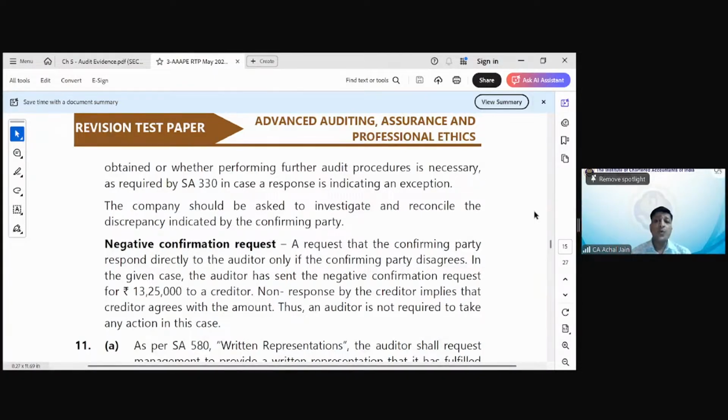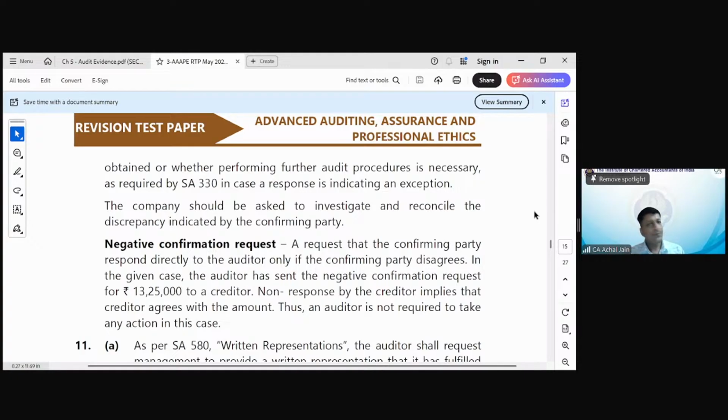Non-response by the creditor implies that the creditor agrees with the amount. Therefore, in this case, is the auditor required to take any action? No, he will not be required. Why? Because if the creditor has not responded, then of course it's assumed the balance is correct, with which the creditor agrees. That's why the creditor has decided not to respond, and that is what the confirmation also wanted.